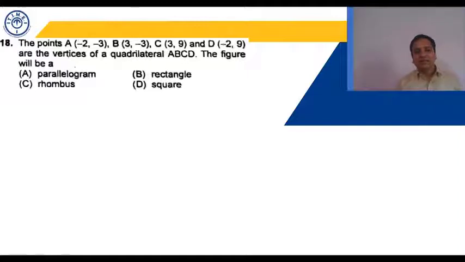Now coming to question 18. The points (-2, -3), (3, -3), (3, 9), and (-2, 9) are the vertices of the quadrilateral ABCD. What property have we just learnt? We are using those properties. Four vertices are given to us. The figure is a parallelogram, a rectangle, a rhombus, or a square. All four possible cases are given.